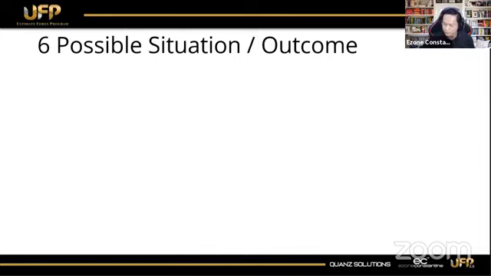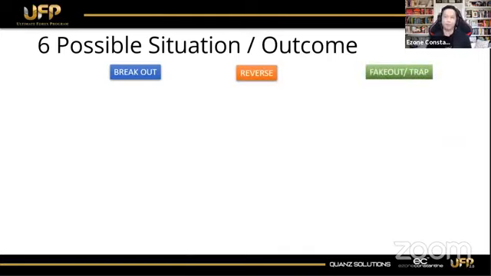Alright, so now I'm going to talk about it in 3 groups. I'm going to level this kind of situation into 3 groups. One is the breakout group, one is what we call the reverse group, and another one is what we call the fake out or possible trap.